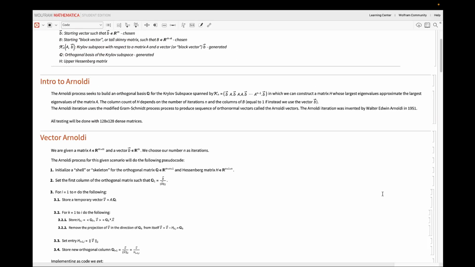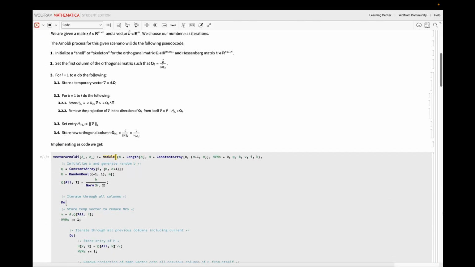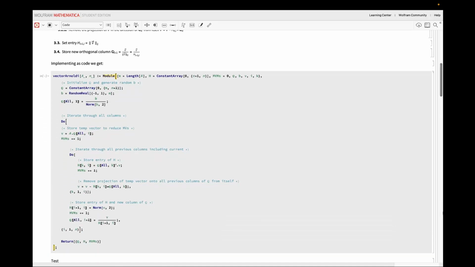Now, in terms of the pseudocode, we have how to build the vector Arnoldi. We are given a matrix A and also a vector B from R^m. If you follow through those steps, we implement a function as vector Arnoldi. If you look at it here, we just have to input the size, the block size, and the matrix A.